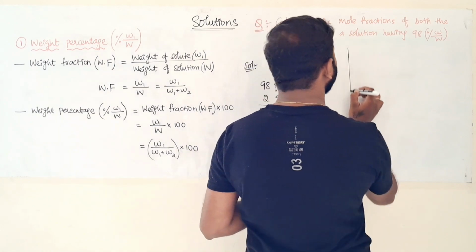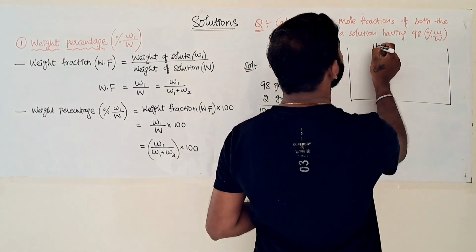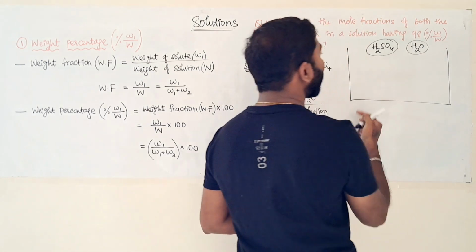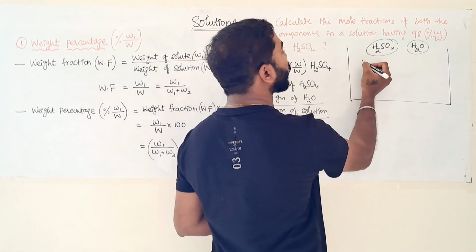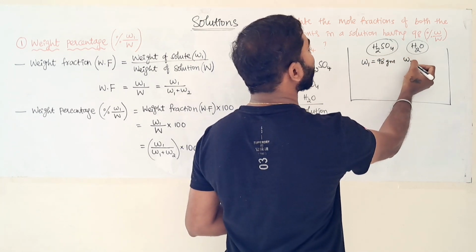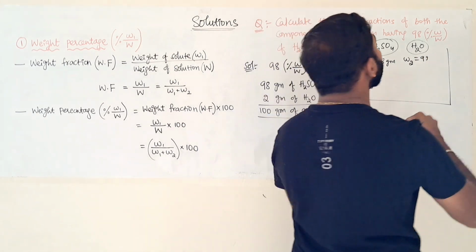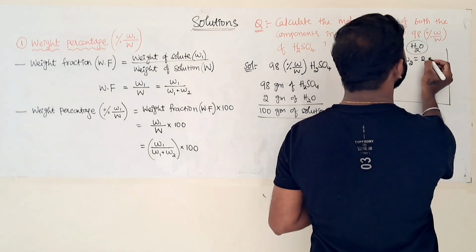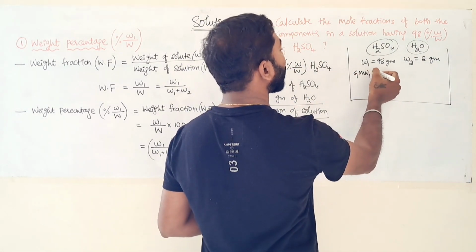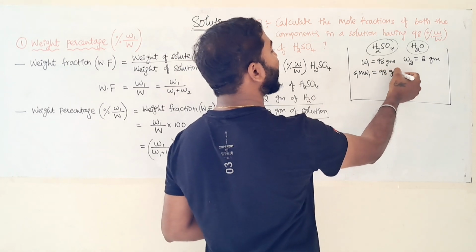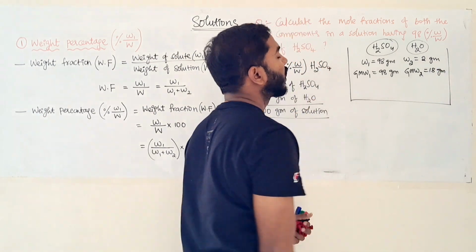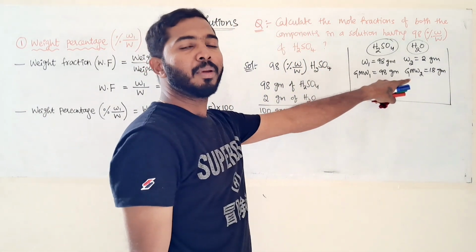And now once we get that, we have H2SO4 and we have H2O. The weight of H2SO4 is 98 grams, and the weight of water we got to know is 2 grams from the given data. And now the gram molecular weight of H2SO4 is 98, and the gram molecular weight of water is 18. How does this gram molecular weight become 98?